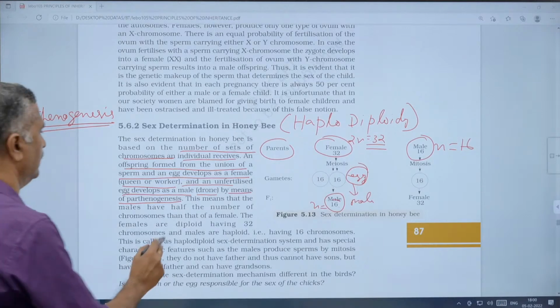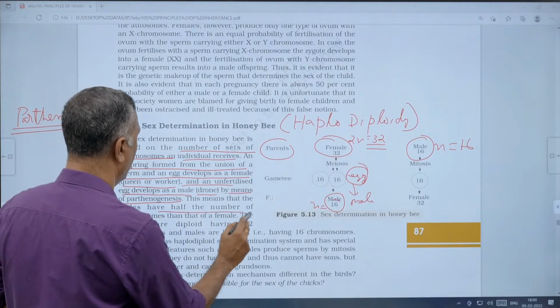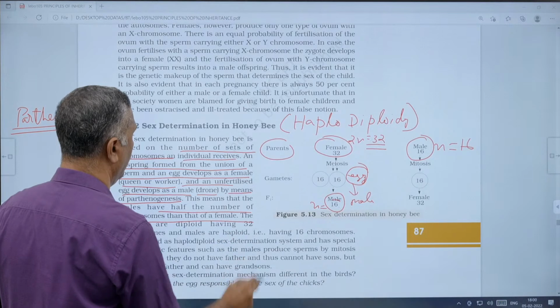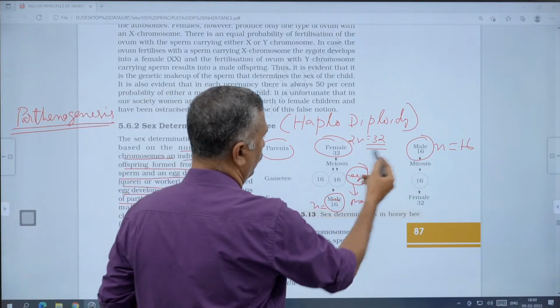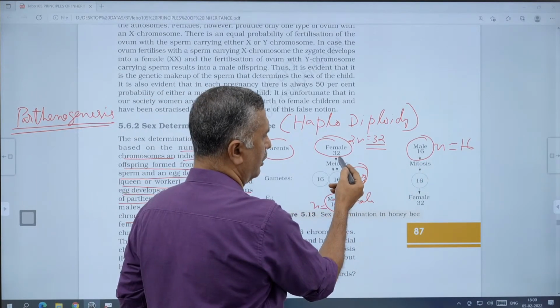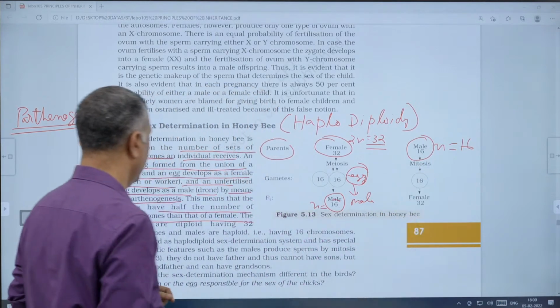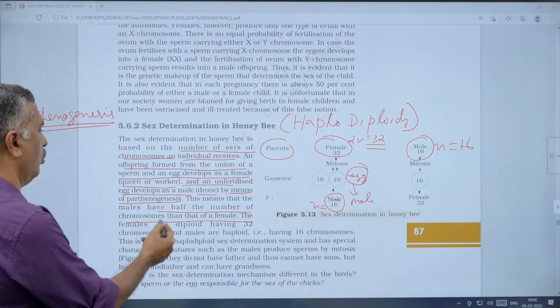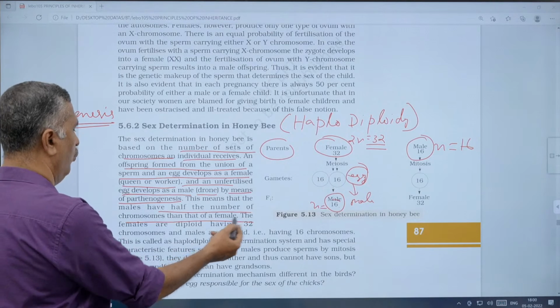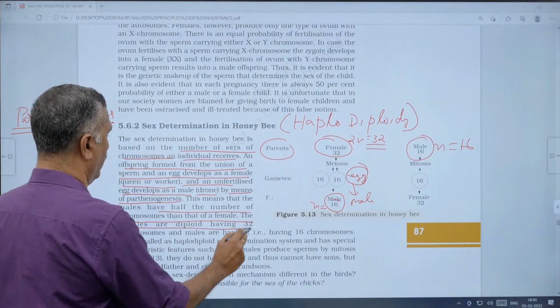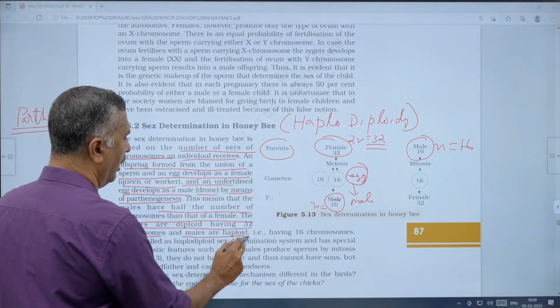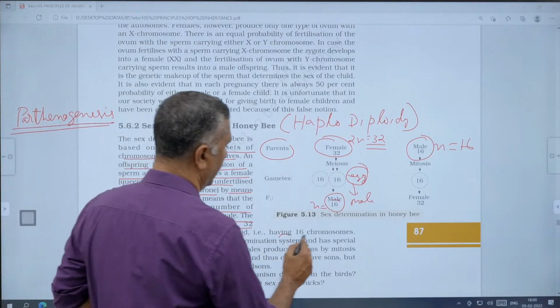Okay, this means that males have half the number of chromosomes that of the female. Males 16, females 32. Males have half the set, half the number of chromosomes of a female. The females are diploid having 32 chromosomes and males are haploid having 16 chromosomes.